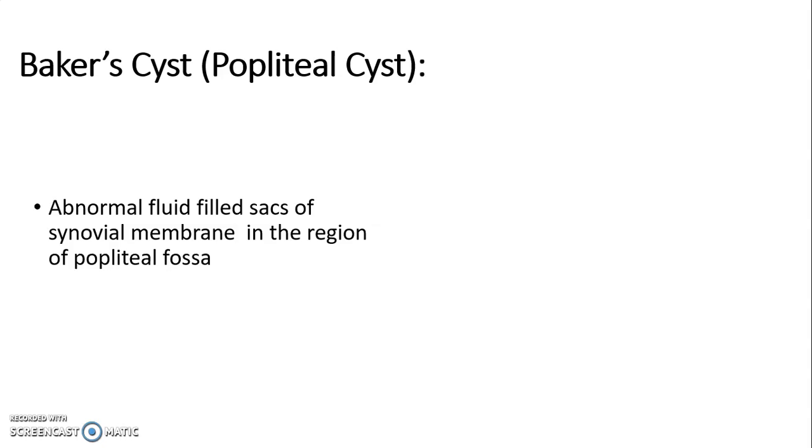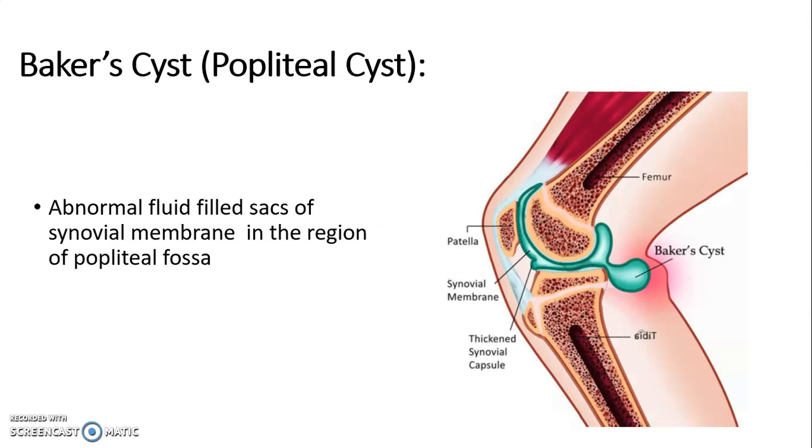Then there is another mass that could be found in the popliteal fossa, which is called Baker's cyst or popliteal cyst. What is it? It is an abnormal fluid-filled sac of synovial membrane in the region of the popliteal fossa. So if you can see, in the region of popliteal fossa we have knee joint. This is the synovial membrane of the knee joint. And over here you can see that the synovial membrane has been filled with abnormal fluid and a sac has been formed, forming a Baker's cyst. And on the surface you can see the Baker's cyst.